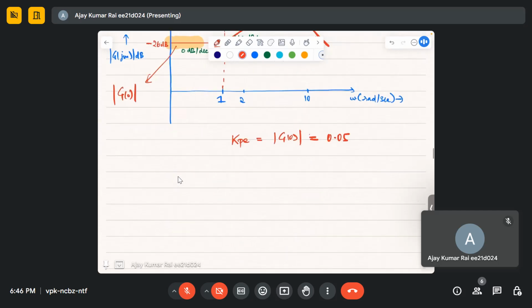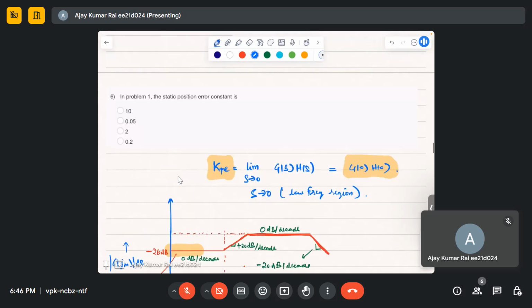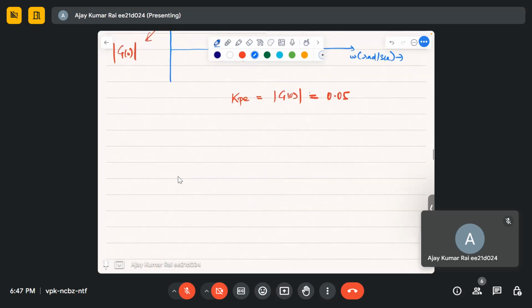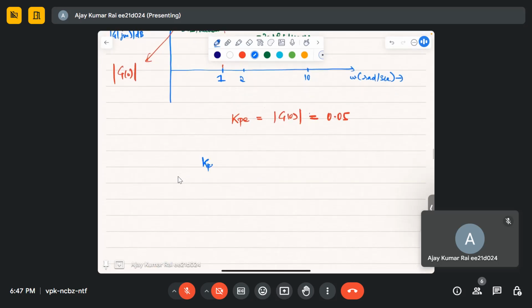So what is the conventional method, what we have studied? Its answer is 0.05. How did we find it? Kp is limit s tends to 0, and for our case it is 0.05 divided by (s plus 1), (s by 2 plus 1) and (s by 10 plus 1). We have to find this and put the limit, and you'll get 0.05.